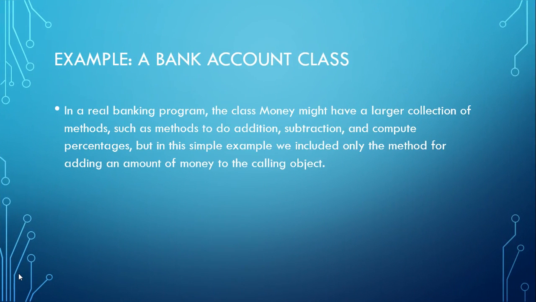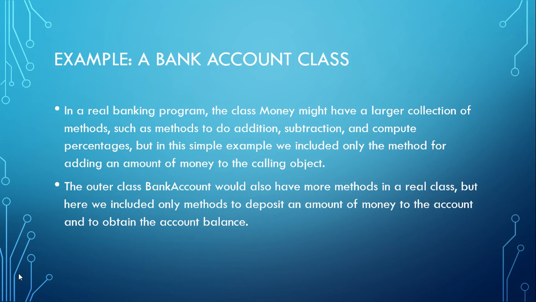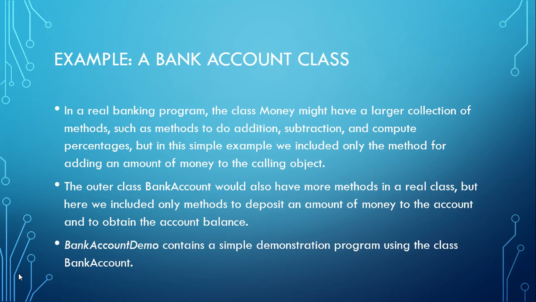In a real banking program, the class money might have a larger collection of methods, such as methods to do addition, subtraction, compute percentages. But in this simple example, we only include the method for adding an amount of money to the calling object. Now, the outer class, bank account, would also have more methods in a real class, but here we include only methods to deposit an amount of money to the account and to obtain the account balance. Now, the bank account demo contains a simple demonstration of the program using the class bank account.